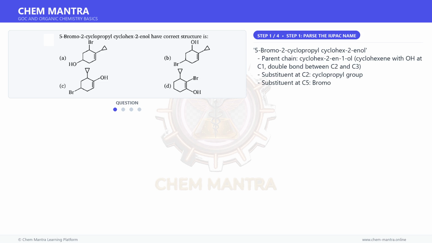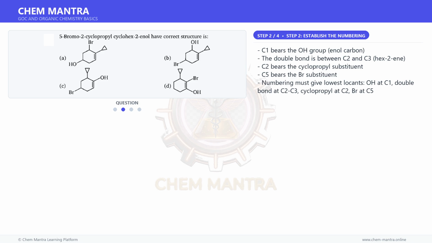5-bromo-2-cyclopropyl cyclohex-2-en-ol. Parent chain, cyclohex-2-en-1-ol, cyclohexene with OH at C1, double bond between C2 and C3. Substituent at C2, cyclopropyl group. Substituent at C5, bromo. Moving on to the next step.